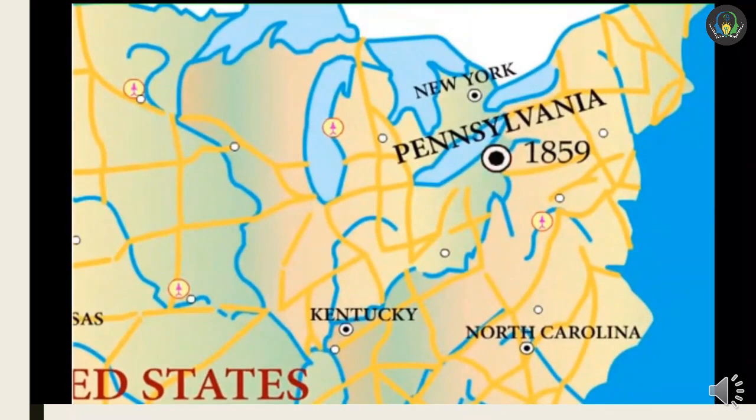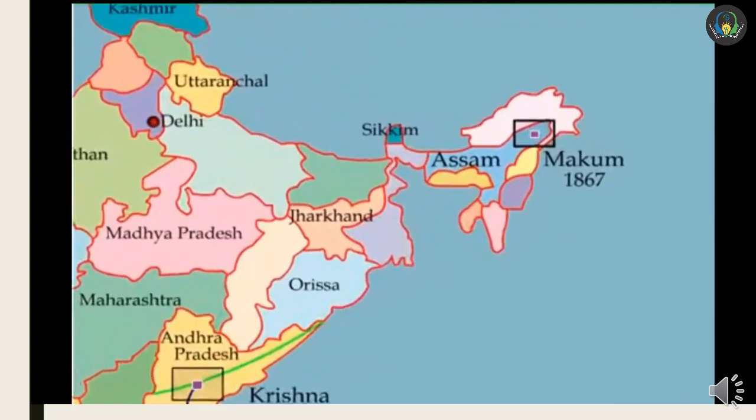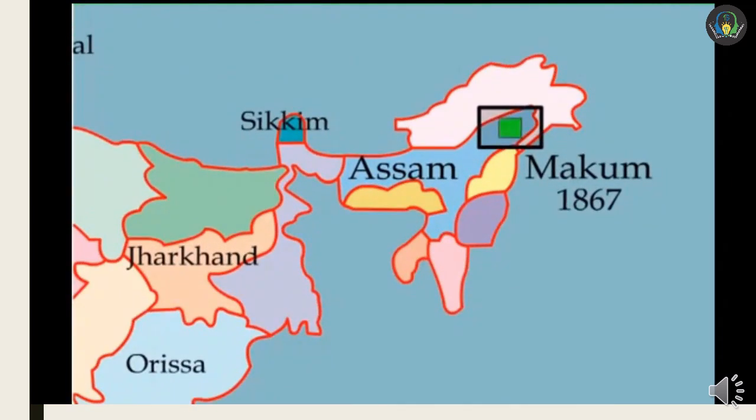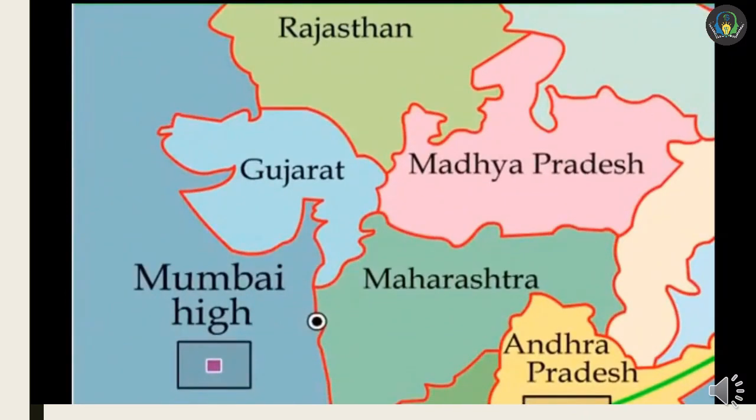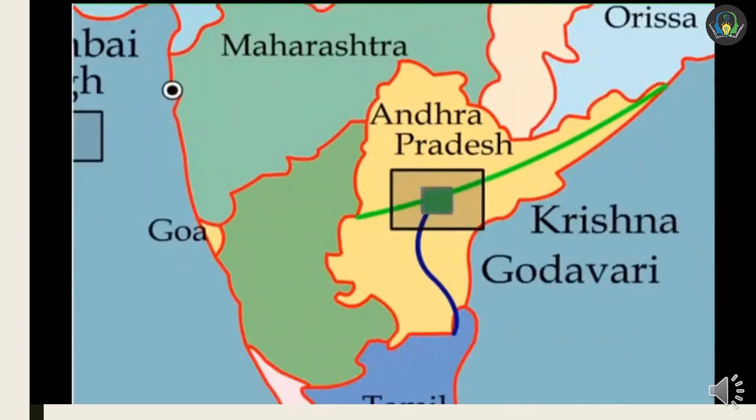The first ever oil reserve was found in Pennsylvania, USA in 1859, and 8 years later, another place named Makum in Assam had found oil reserves. Apart from Assam, in our country, we also have oil reserves in Gujarat, in Mumbai High, and in Andhra Pradesh at the Krishna Godavari Basin.